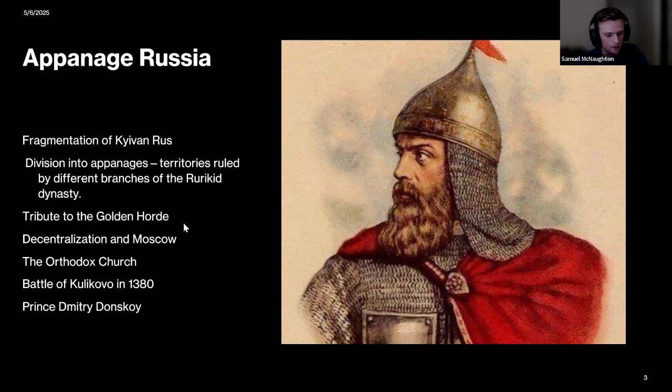Despite this, Moscow grew in its prominence because of its strategic location. And they were at this time in favor with the Golden Horde.